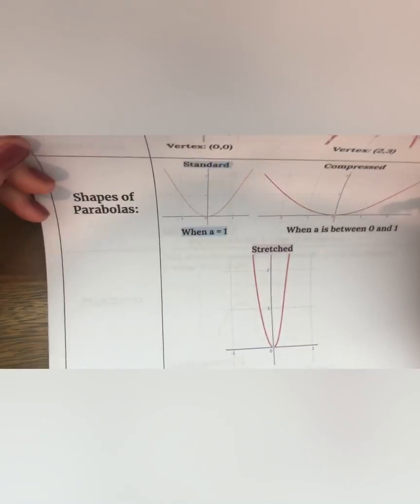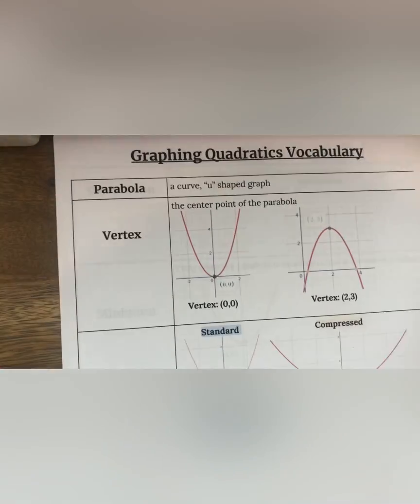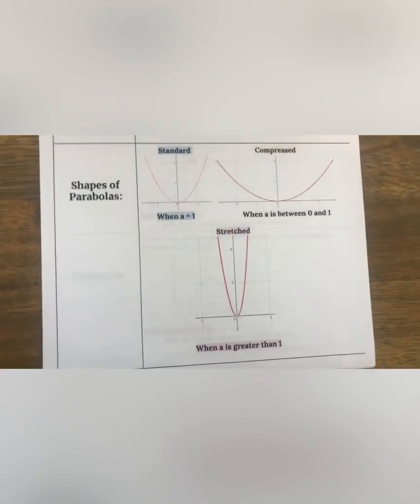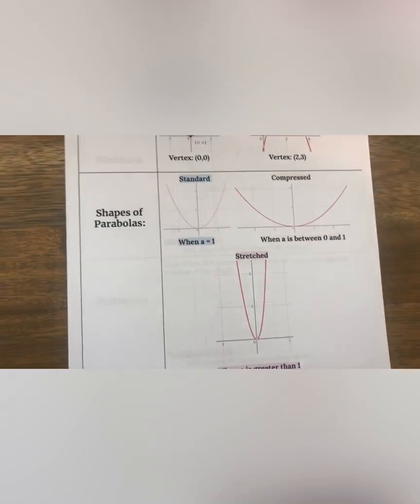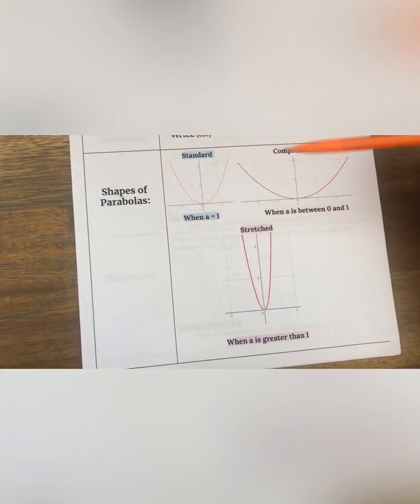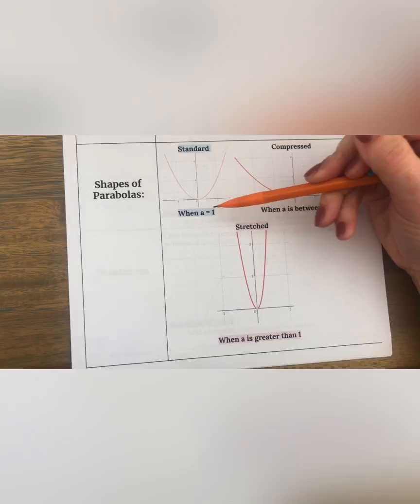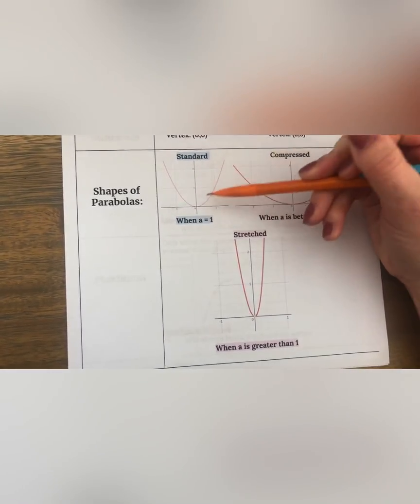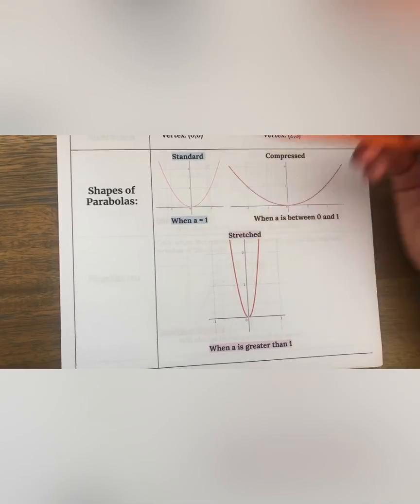Down. So like I kind of showed you, that didn't work. The parabola can have different shapes. I'll explain what A is in a different video, but when A is equal to 1, that's the standard shape of the parabola. So it's kind of just like a normal U shape.